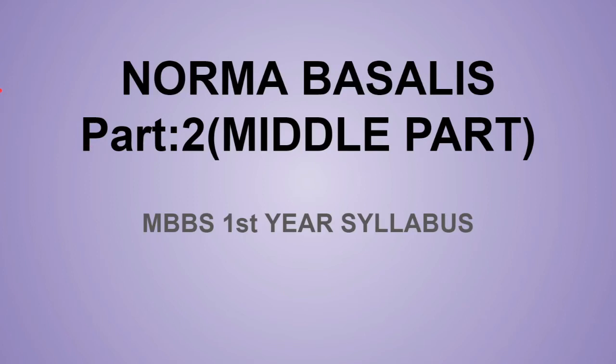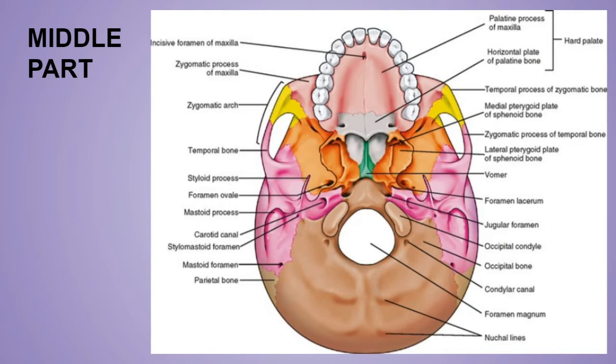Everyone, today we will discuss the norma basalis, middle part. Now the middle part extends from the posterior border of the hard palate to the arbitrary or imaginary line drawn from the anterior side of the foramen magnum. Okay, this is the middle part of the norma basalis.